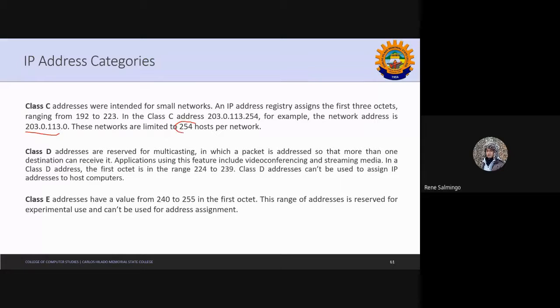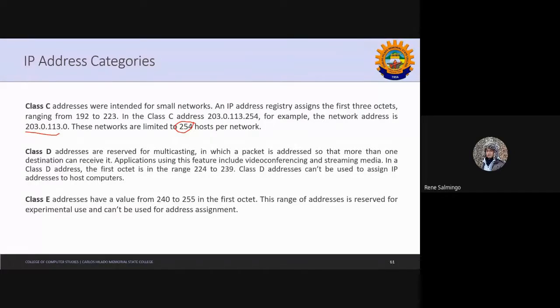Why are we using class C in our system? In CAMC, we use class C, I think. And our IP address at CAMC is close to this number, 203. And on your online test, I put the IP address of CAMC, that is 203, I think. So that's for class A, class B, and class C.